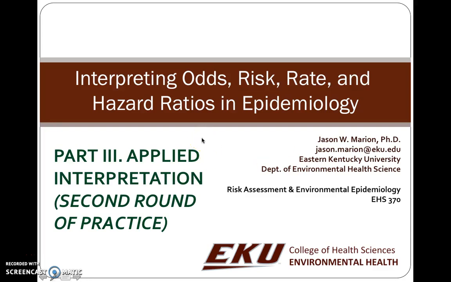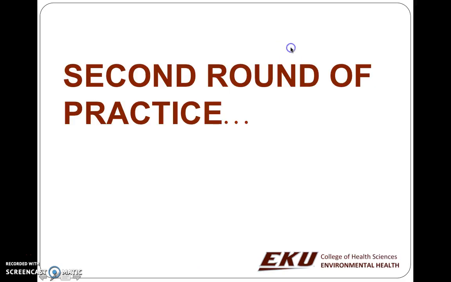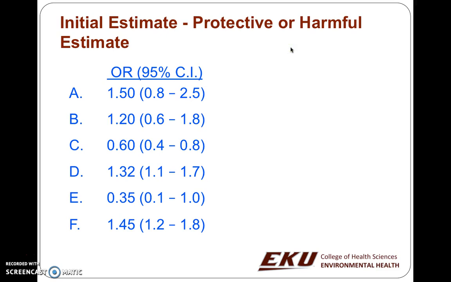Okay, for our third part of our series on interpreting odds, risk, rate, and hazard ratios, we're going to do a second round of practice. And in this next round of practice, we're going to focus on determining whether or not things are statistically significant and how to interpret p-values. And we'll do that for a hazard ratio example at the end as well.